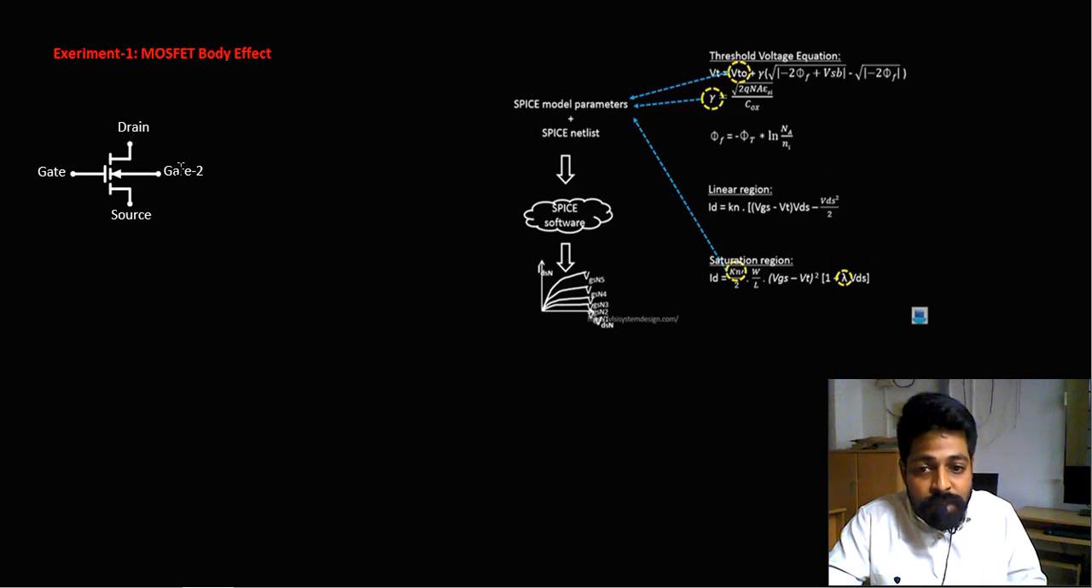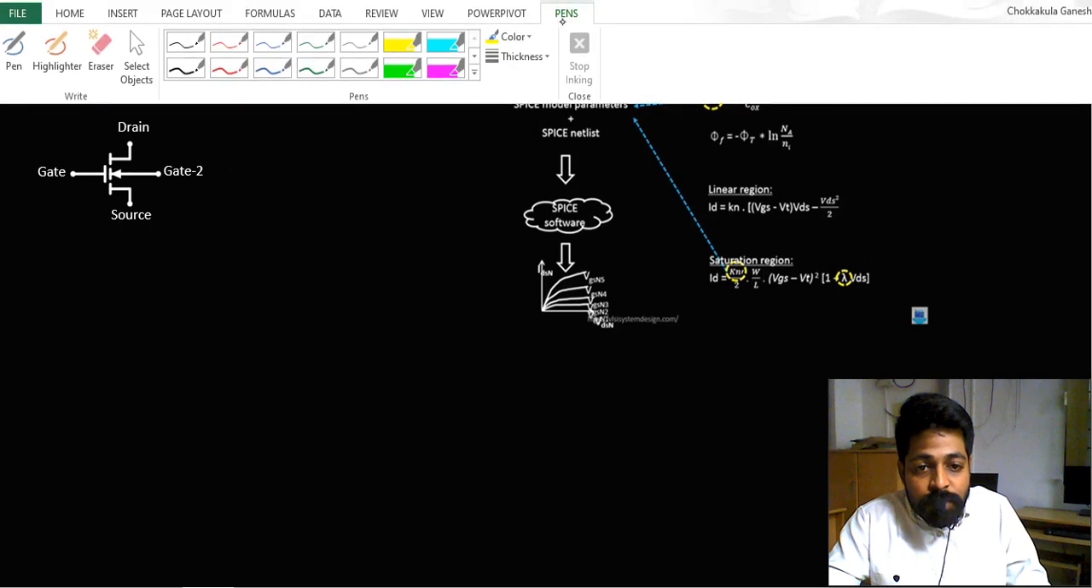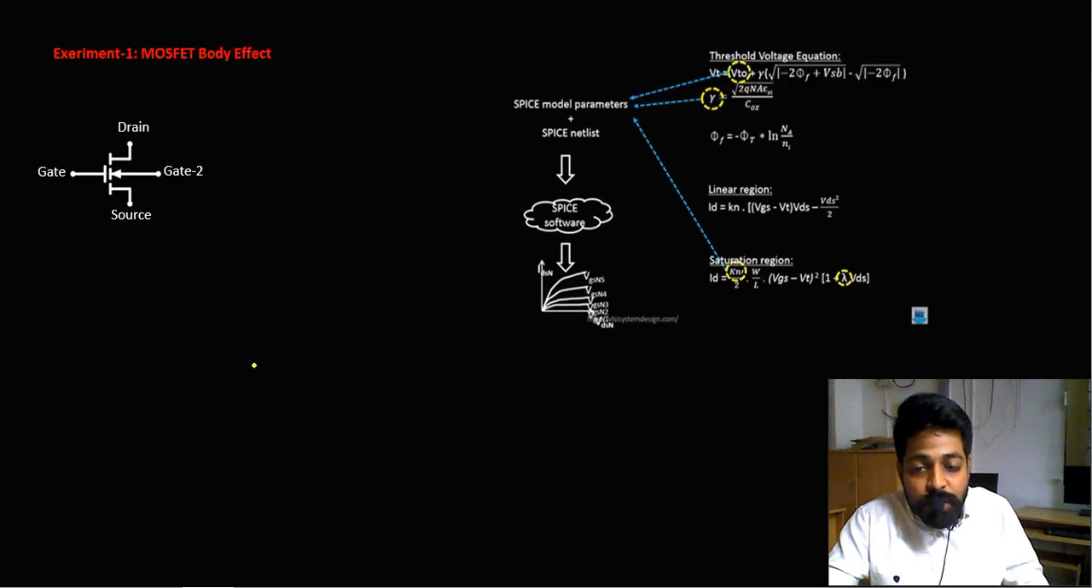I am now concentrating on the second gate, which we call the body terminal, and the variation of the body terminal voltage, and how we can observe the response across the MOSFET. We will be verifying that through the concept called the body effect. So now let me bring one scenario.